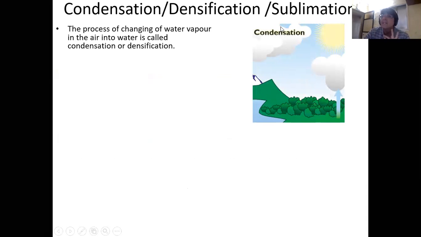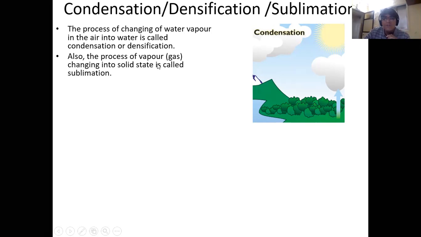So see, where is condensation taking place? In the clouds, upper atmosphere. Where is the evaporation taking place? Near the ground, because here the temperature is more. Also, the process of vapor changing into solid state is called as sublimation.